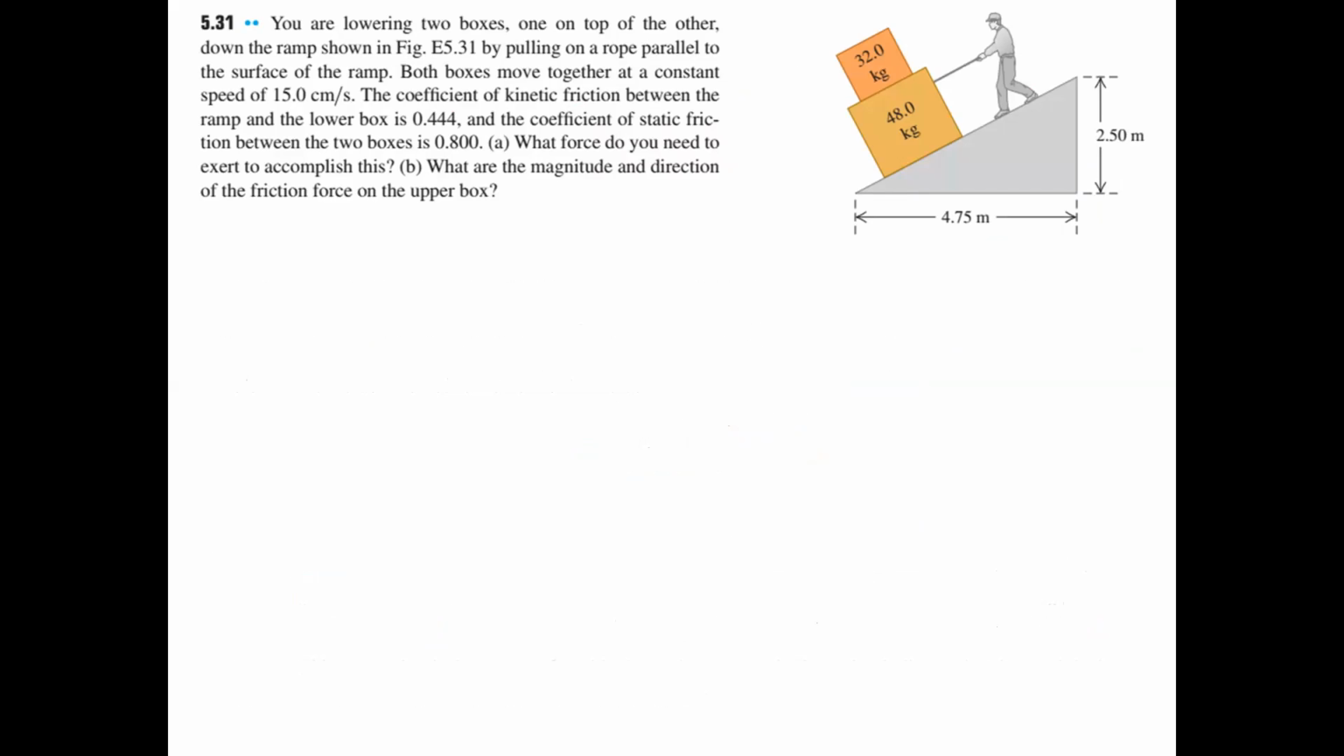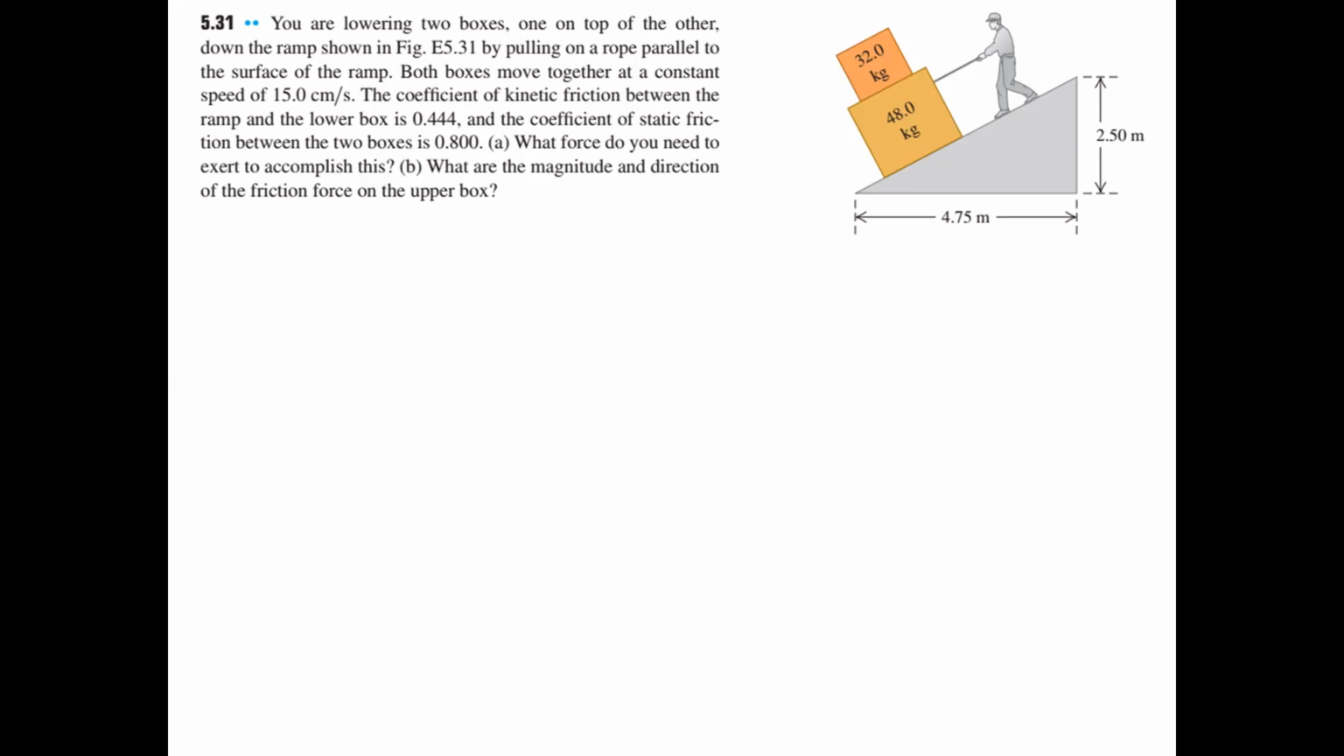You are lowering two boxes, one on the top of the other, down the ramp shown in this figure. And you are pulling on a rope parallel to the surface of the ramp. Both boxes move together at a constant speed. What does constant speed mean? No acceleration, right? Acceleration is 0 if your speed is constant or your velocity is constant.